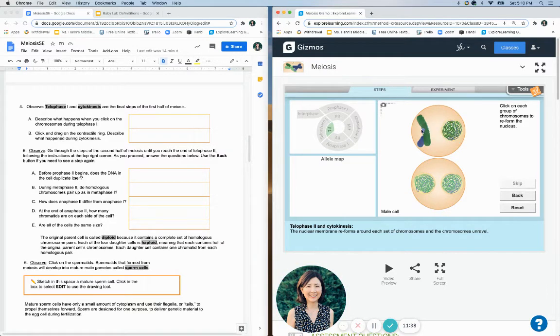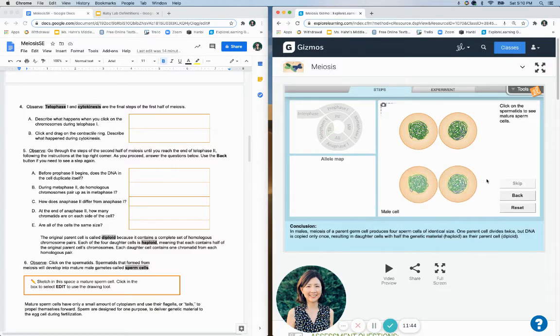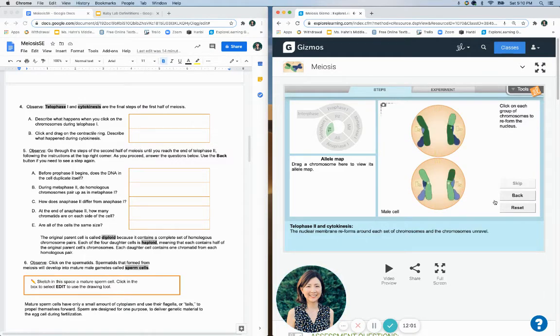Reform. And split that. Okay, so now we have four spermatids, or four cells, and each one has two chromosomes. But if you remember, they're not identical. This one is a dark long green one with a dark blue one with a little light blue. Okay, and this one is a dark green one with some light green on it. So every single one of these ended up being different.